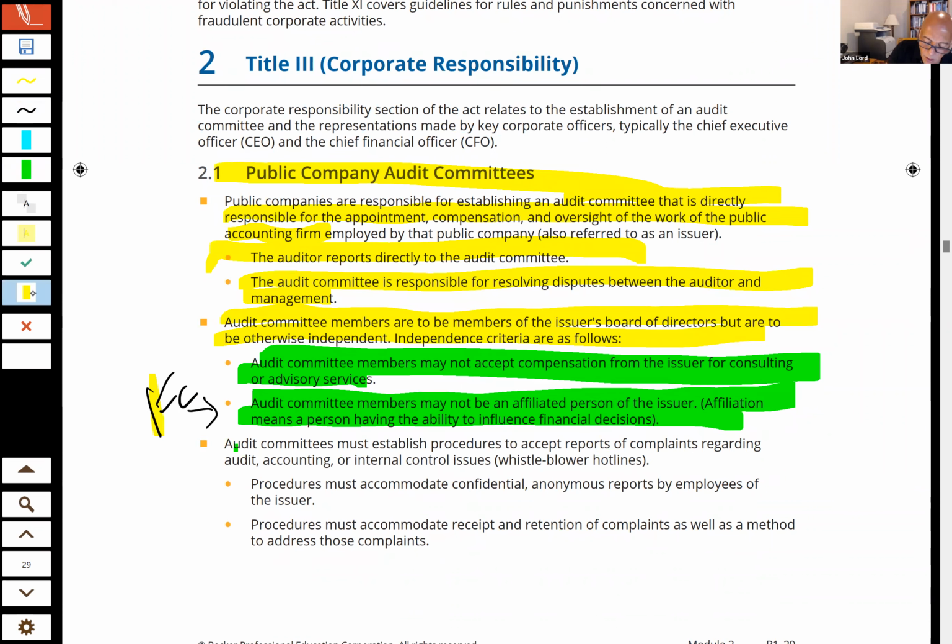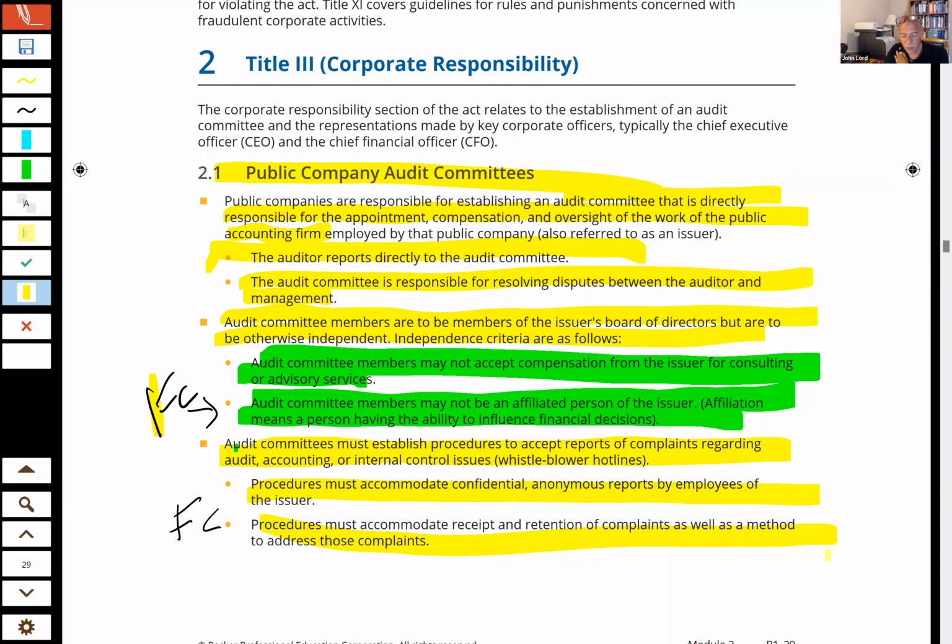Okay. And then audit committees must establish procedures to accept reports of complaints. They call these whistleblower opportunities, right? Internal control procedures must accommodate confidential, anonymous reports of employees, and procedures must accommodate receipt and retention of complaints. Why don't you go ahead and flashcard those? And the issue there, you can almost hear the story of Enron coming out in some of these things, that there was some whistleblowing going on, and the company was simply sweeping that stuff under the rug, taking a punitive approach to those that were bringing some things to their attention.